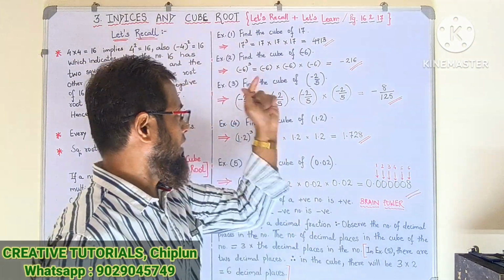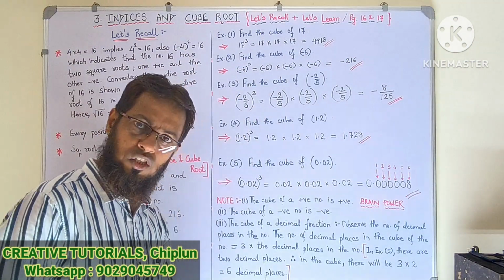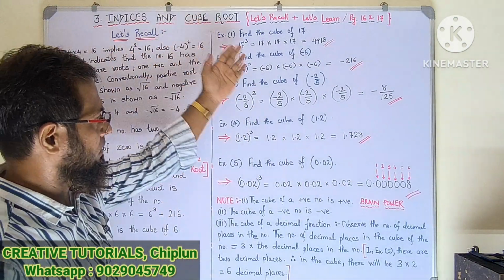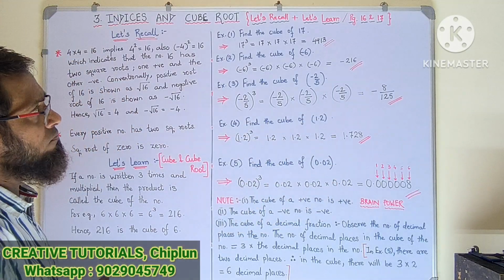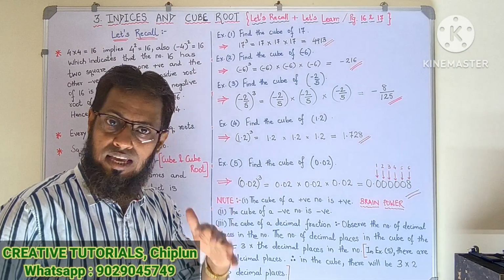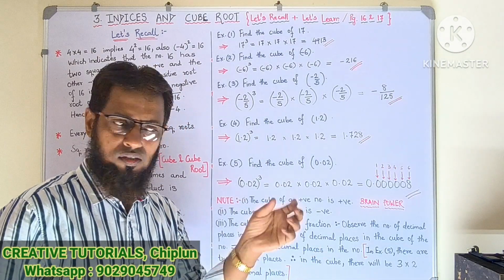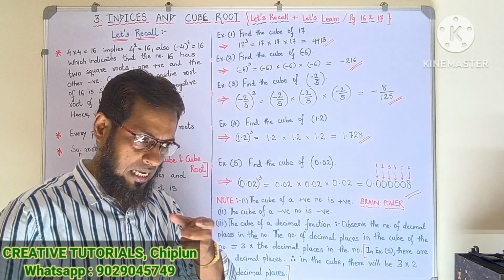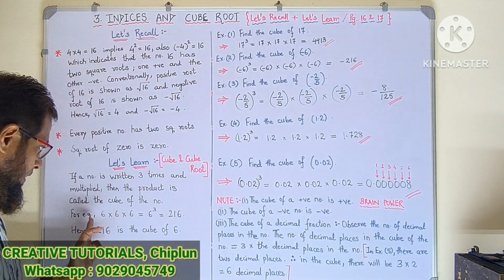Very good. Let's come on this side now. So now, having understood this part, let us see some solved examples given to us. The first one is find the cube of 17. So we have just seen that cube means what? Taking one number and multiply the same number 3 times. Like here you see. Correct?